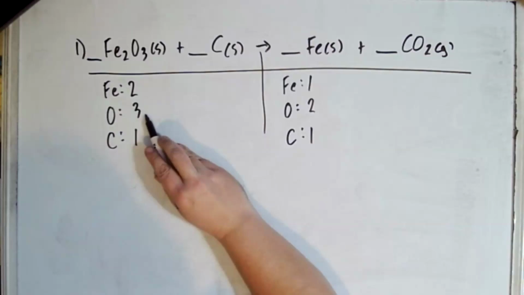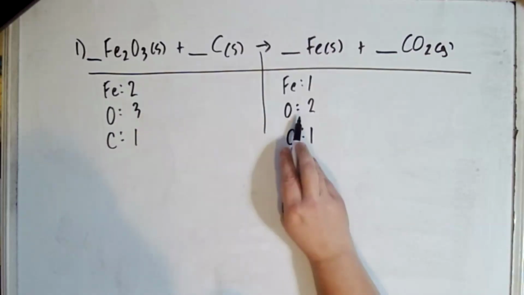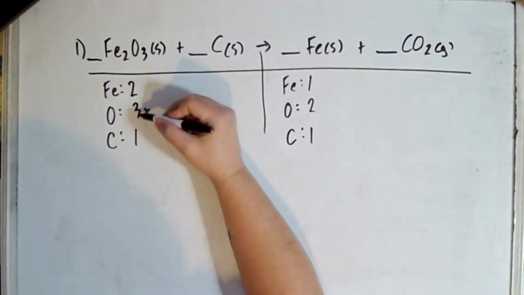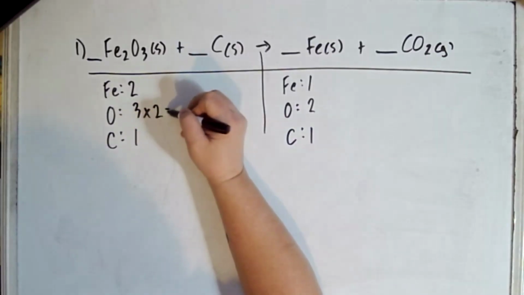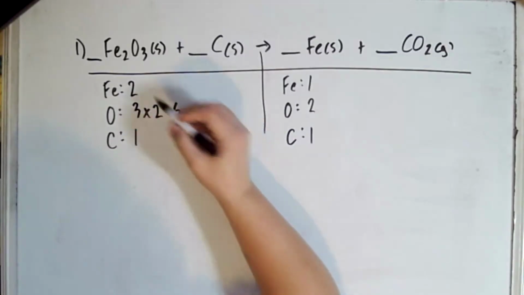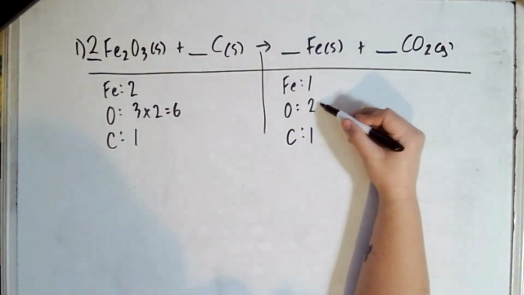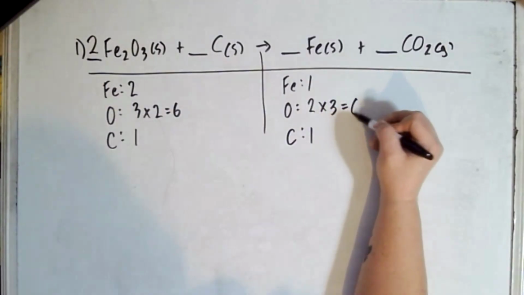And I'm going to focus on these oxygens, and I'm going to say, I want to get these two oxygens the same before I do anything else. So I'm going to take my oxygen on the left side. I'm going to multiply it by 2 to get 6. I'm going to take the oxygen on my right side and multiply it by 3 to get 6.